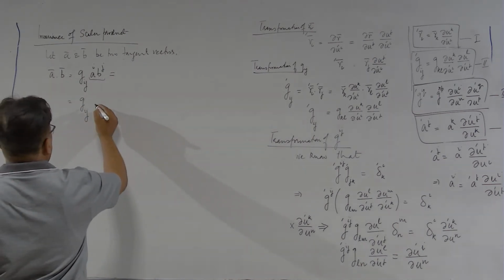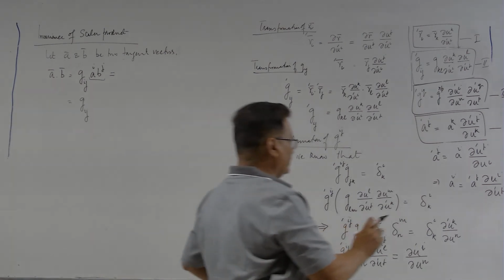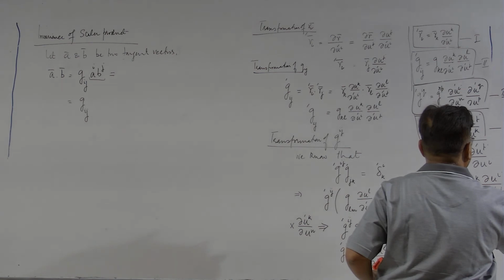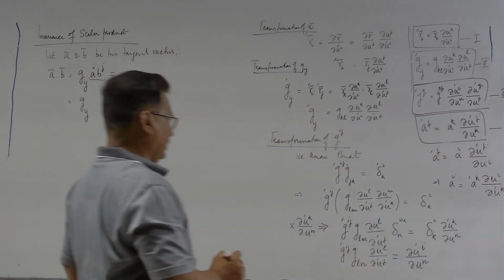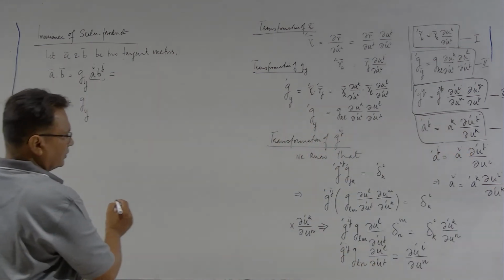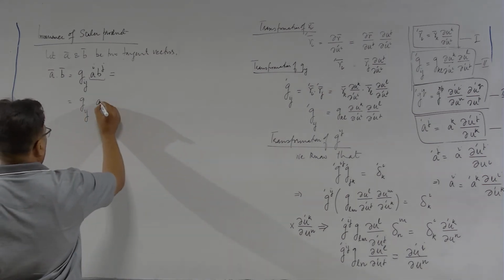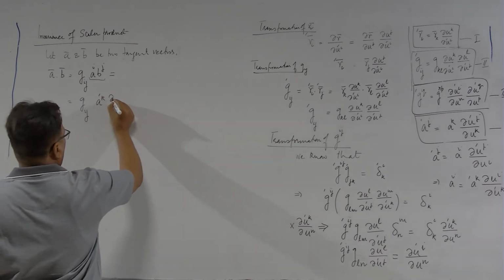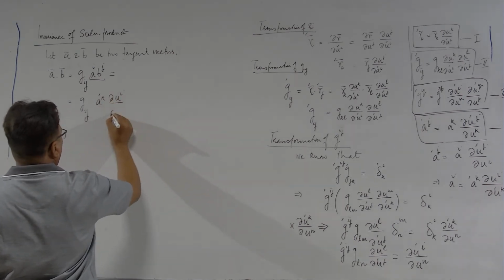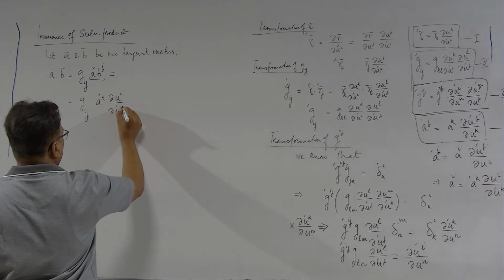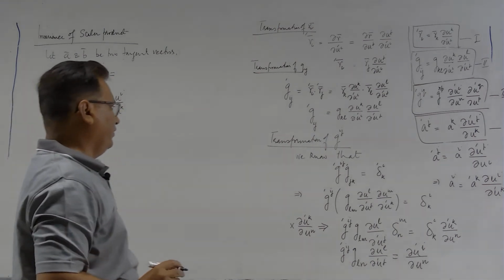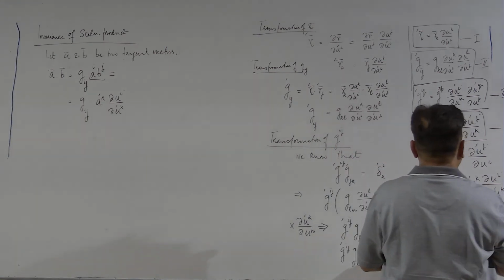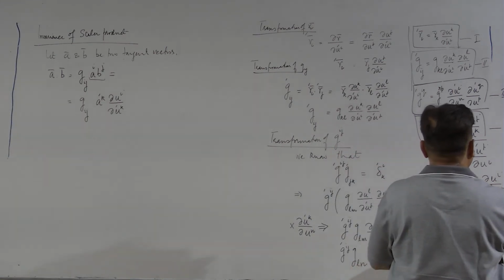So, A i is written like this. I can choose the index k instead of j, because this is a dummy index. We can write down the name according to our convenience. So, A i is A dash k del u i over del u dash k. Similarly, if you want to write the expression for B, this is also B.